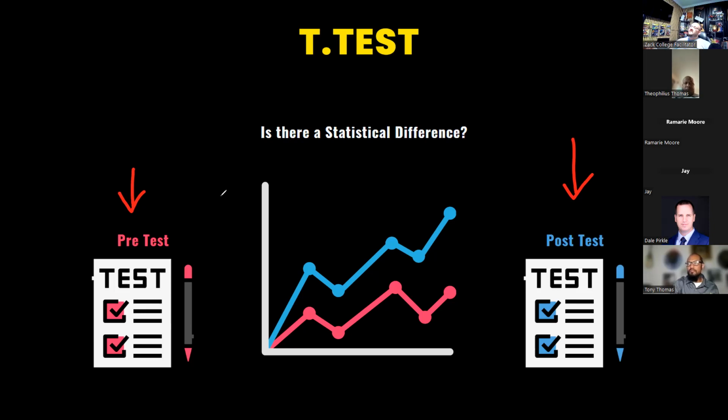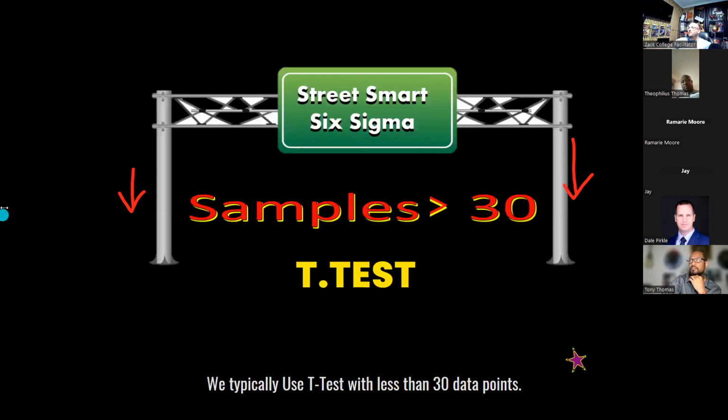If we implemented any type of changes, we can see that from a statistical methodology. Now, a t-test is typically used when you have less than 30 data points. I say typically because we'll use a t-test if we have less than 30 data points as a good rule of thumb to see if we've made a statistical impact in a process.